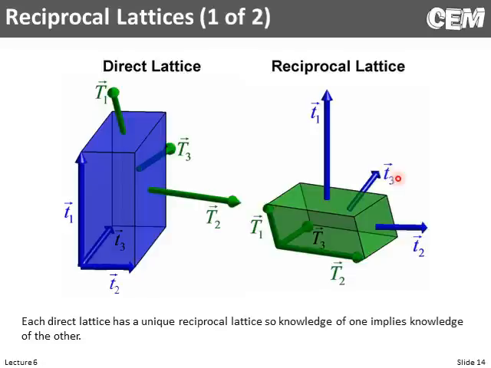And we can go back and forth all day. Every direct lattice has a reciprocal lattice, and it's a unique transform. So the reciprocal lattice is not a physical lattice, but it is very useful mathematically.